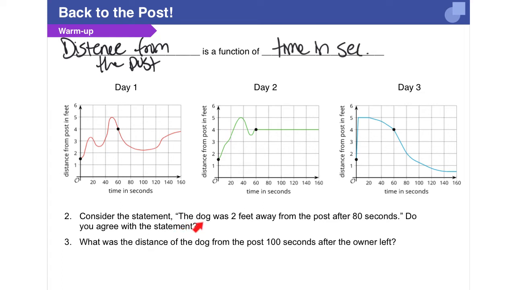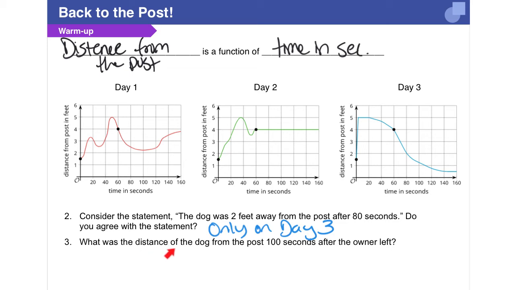Number 2 says, consider the statement, the dog was 2 feet away from the post after 80 seconds. Do you agree with that statement? Well, here at 80 seconds, the dog was about 2.5 feet away. Here at 80 seconds, it was 4 feet. Here at 80 seconds, it was 2 feet. So that statement, I would agree only on day 3. It depends what day you're asking, specifically whether you would agree or disagree.